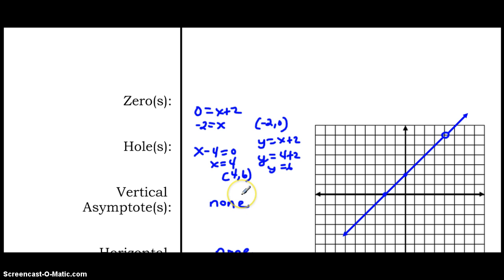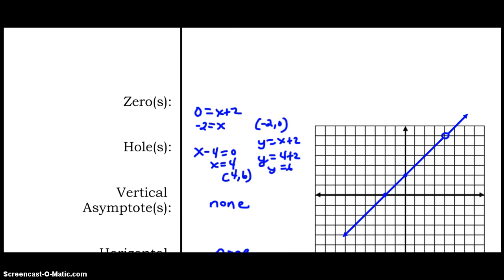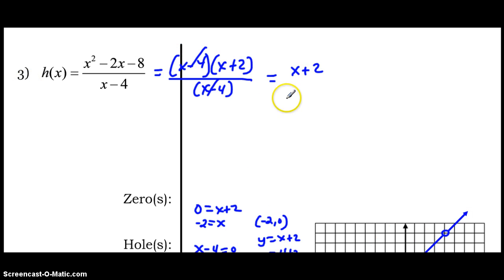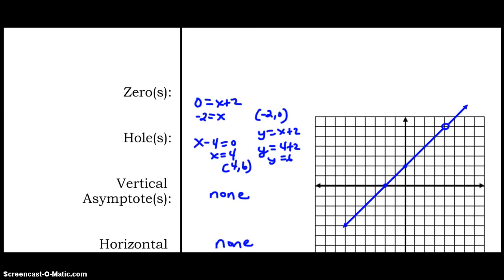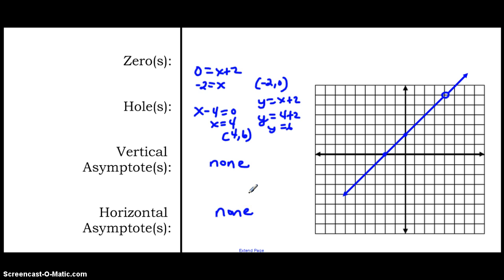And then our vertical asymptote is where the function is undefined, when there is a variable in the denominator, and our simplified function does not have a denominator, so there won't be a vertical asymptote. And for the horizontal asymptote, the degree in the numerator is greater than the degree in the denominator, so there will not be a horizontal asymptote either.